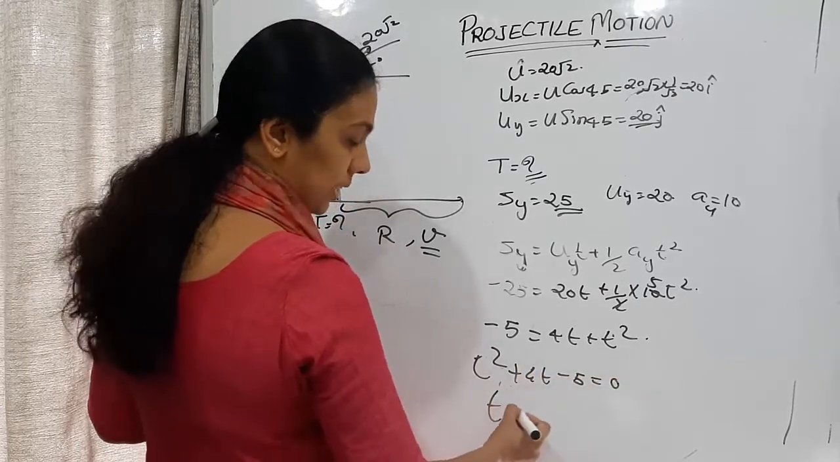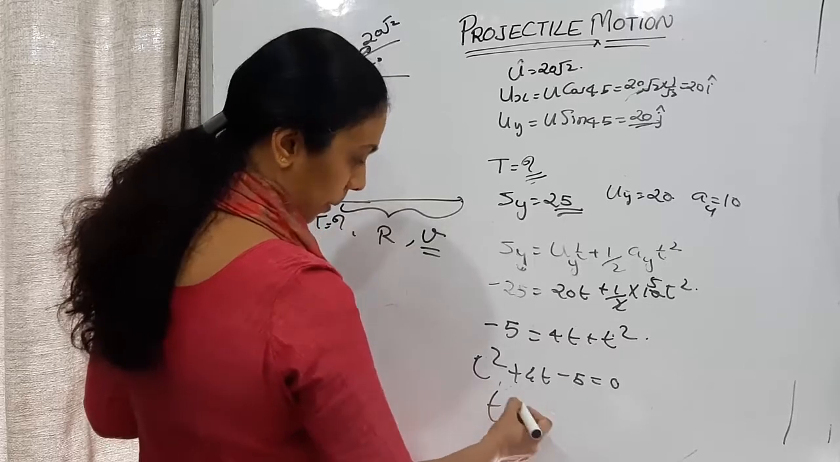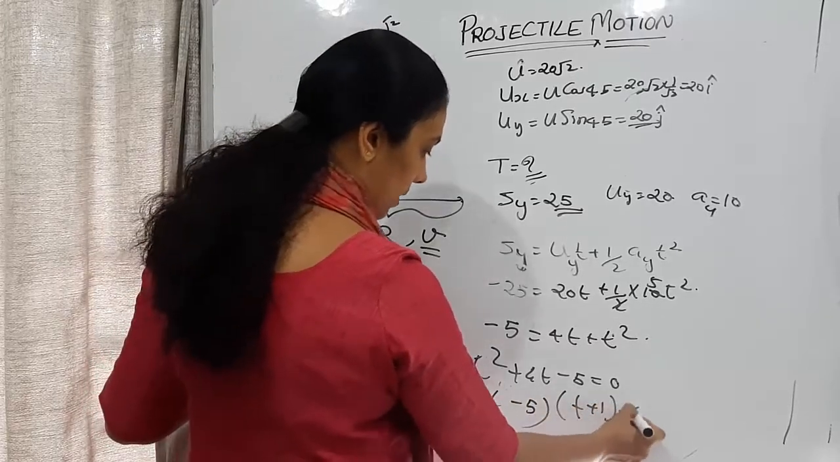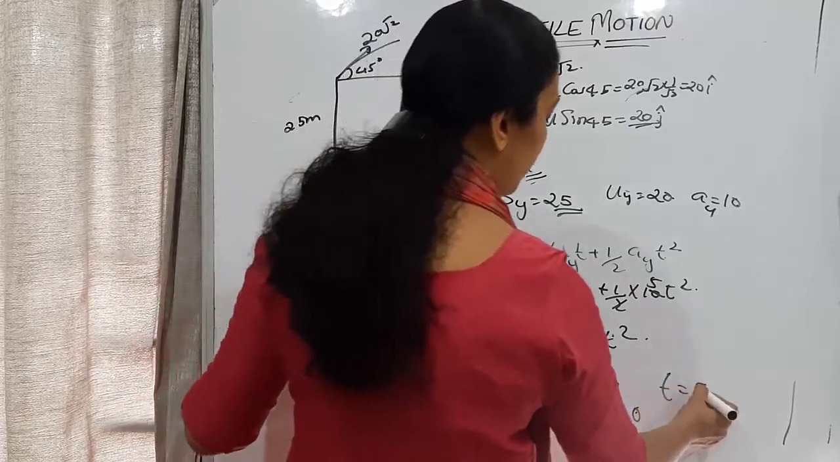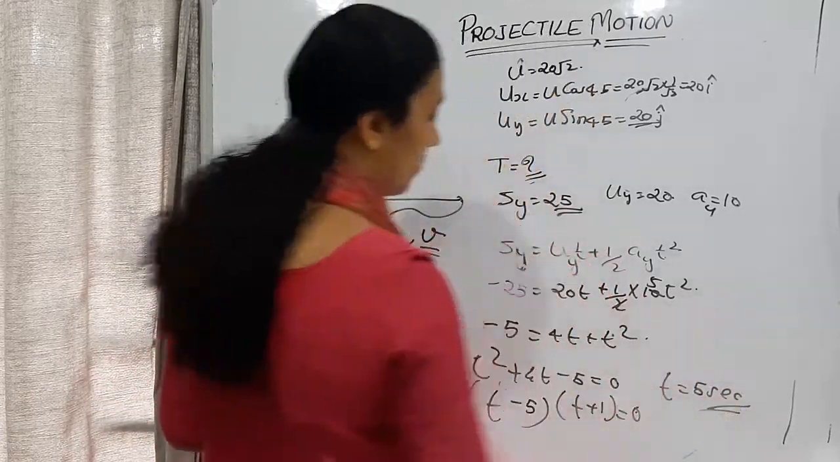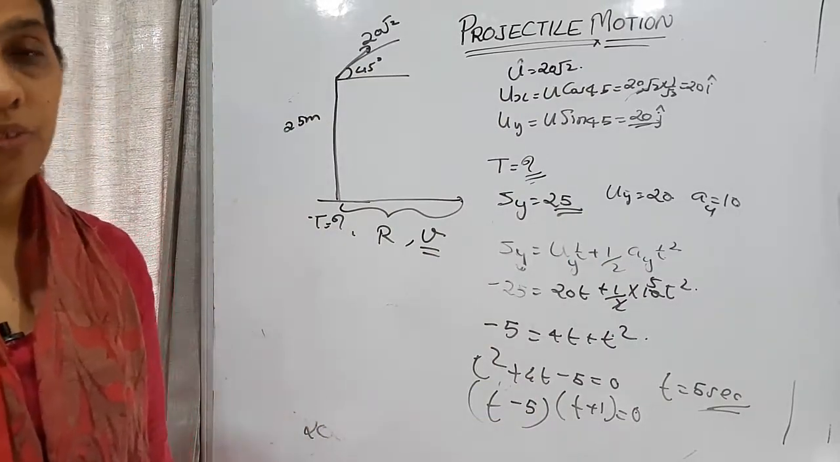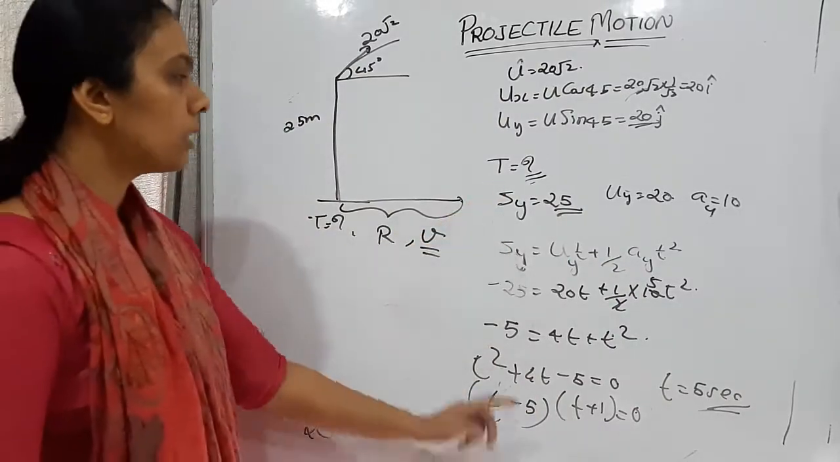So we will be getting t minus 1 into t plus 5 equals 0. You will get t as 5 seconds. We can't take t as minus 5, therefore t equals 5 seconds. So here we got the value like that.